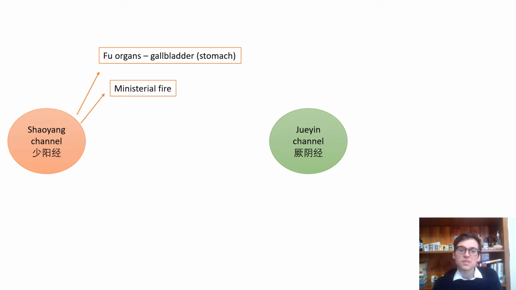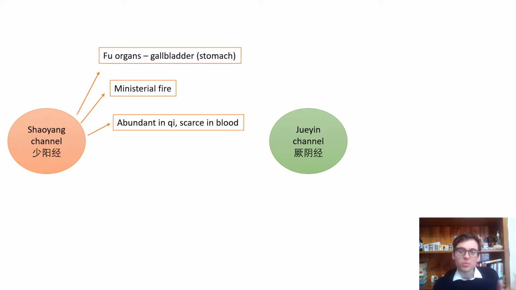The second one is the Shaoyang is a ministerial fire, right? So there's a clear emphasis on the Shaoyang, on the fire being one of the important pathological aspects. Now we're going to see that on the Jueyin as well, but it's a more secondary aspect on the Jueyin channel. It will not be a primary thing. Very important, it's a channel that is abundant in qi and scarce in blood. All right, and that's super important to understand the difference between the Shaoyang and the Jueyin.